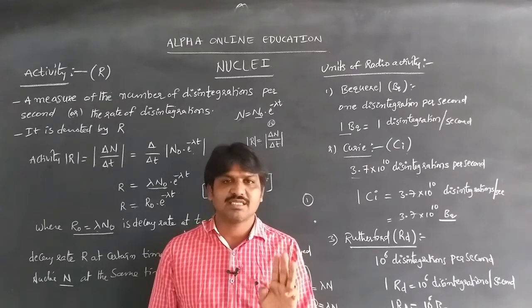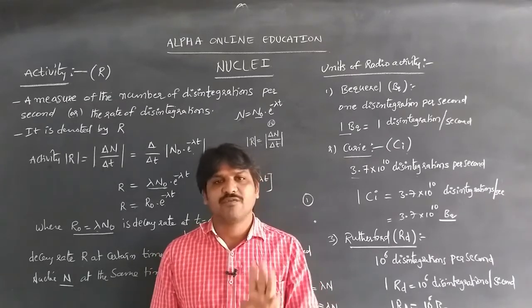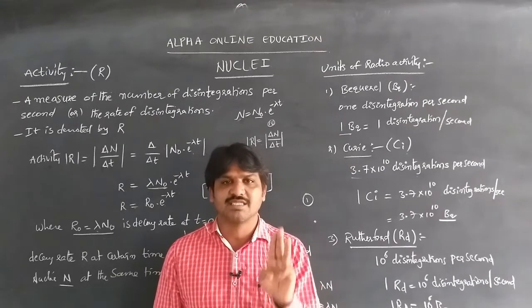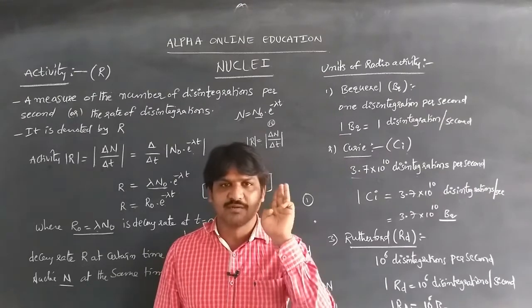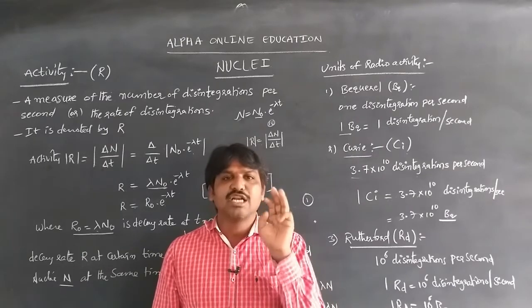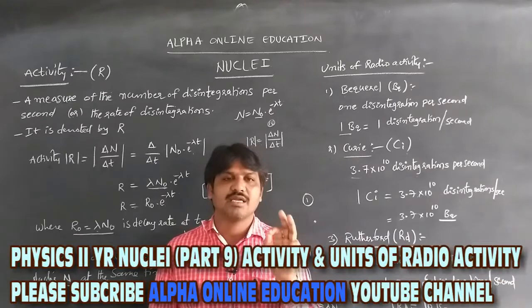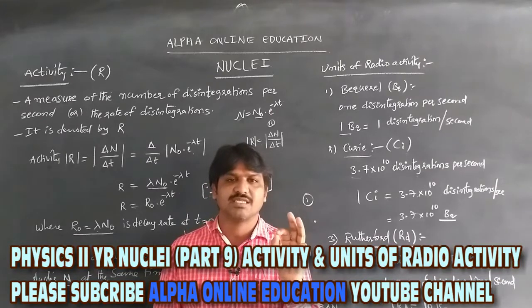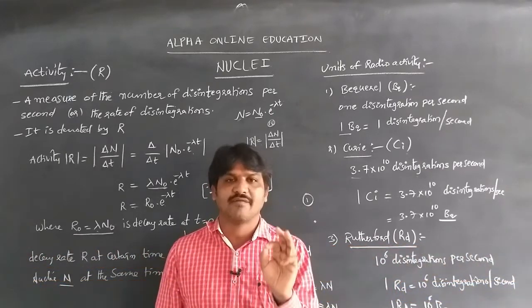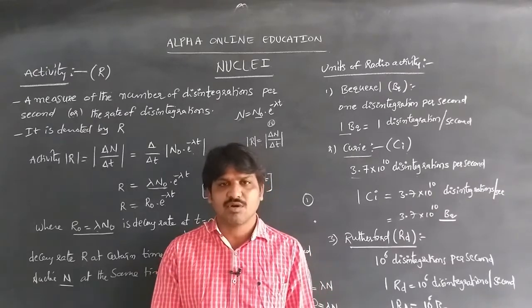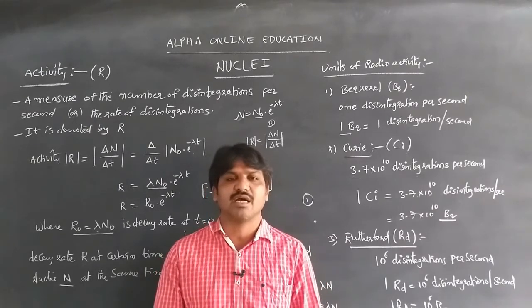And the third one is the Rutherford. Rutherford means when 10^6 disintegrations per second happen, then it can be said that 10^6 becquerel, or 10^6 disintegrations per second, is equal to 1 Rutherford. This is about units of radioactivity and activity.